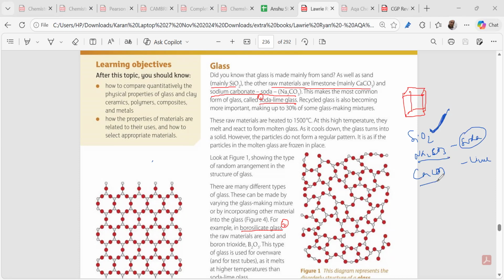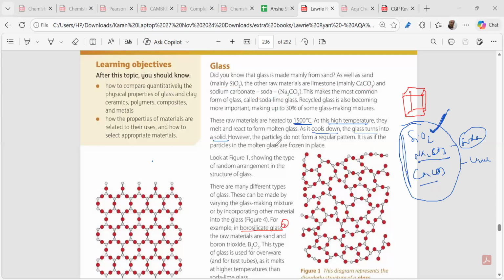Then what we do? Then we heat it, at around 1500 degrees centigrade, right? At this high temperature, what happens? All these will be melting, and they'll be mixing. After heating, we cool down the glass. When we cool down this mixture, the glass turns into a solid, right? Now this is very important and crucial. This is a very important portion.